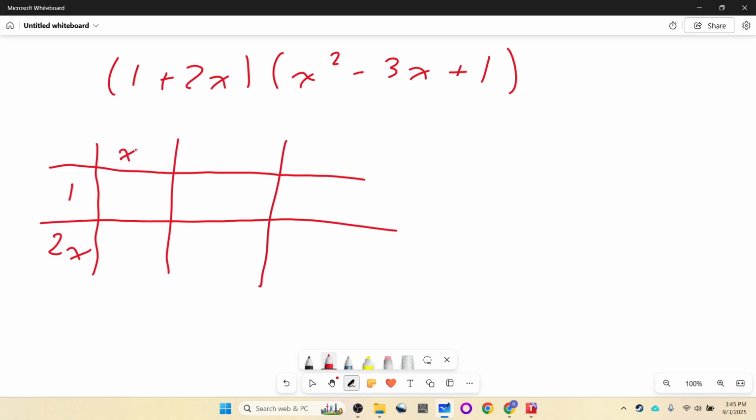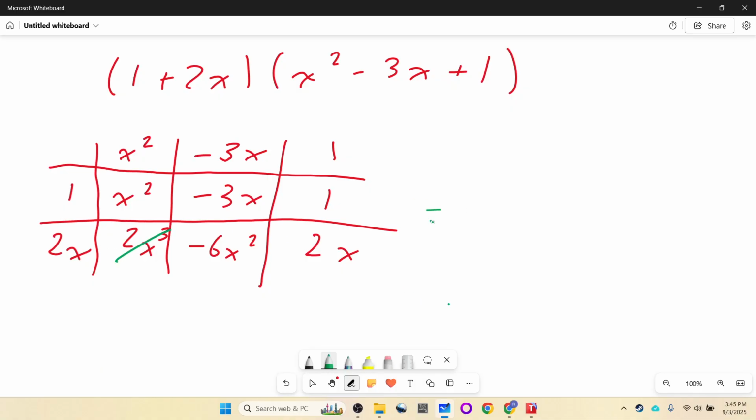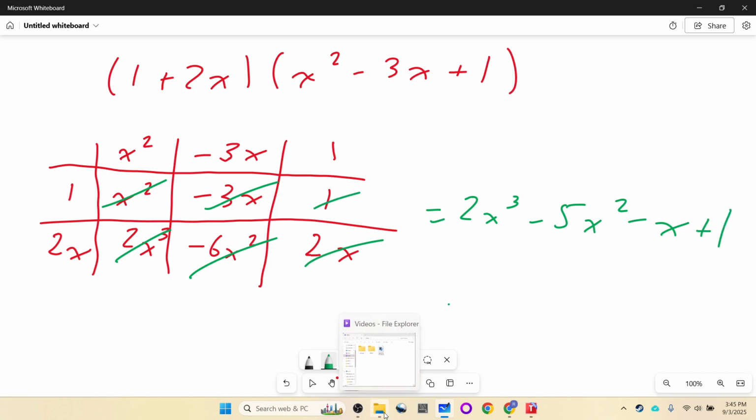So we get x squared, minus 3x, and 1. X squared, 2x to the third, negative 3x, negative 6x squared, 1, and 2x. Then we go ahead and combine like terms. So we have 2x to the third. And when the squares of x squared, minus 6x squared would be minus 5x squared. Minus 3x plus 2x would be minus x, and then a plus 1. So that would be your answer.